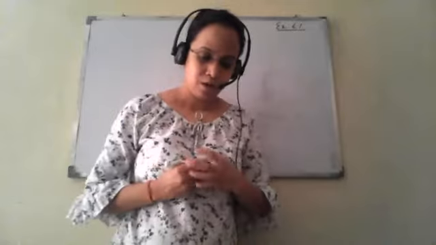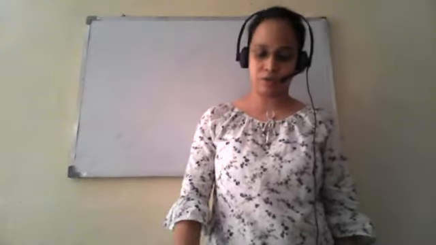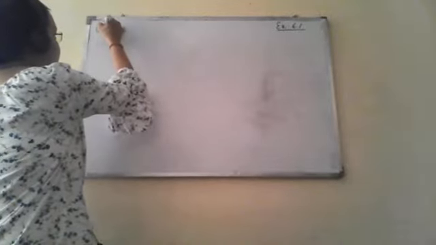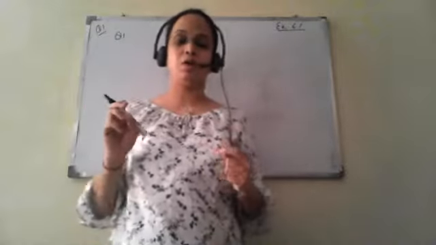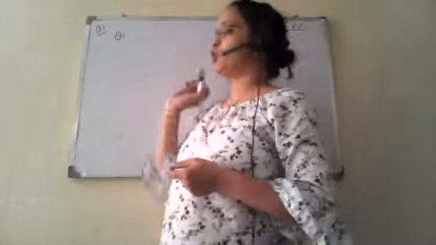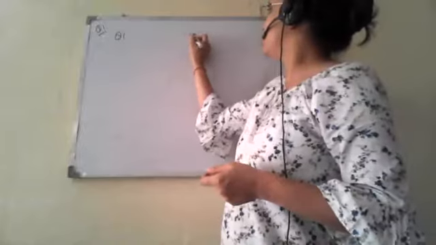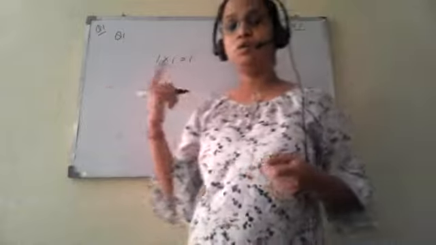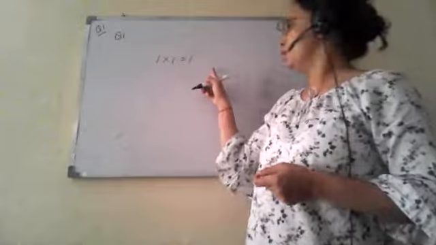Now question 1. What will be the unit digit of the squares of the following numbers? We have to tell just the unit digit of the numbers which are given. So first is 81. For calculating the unit digit of the square of a particular number, you just have to multiply the unit digit by itself, like 1 into 1. If you multiply 1 into 1, it will come 1. So the unit place of the square of 81 will be 1.